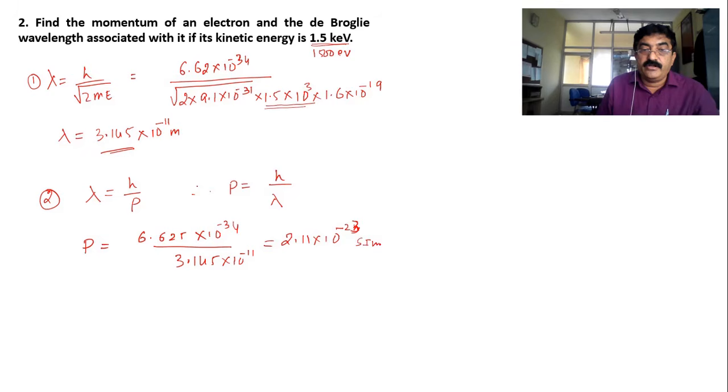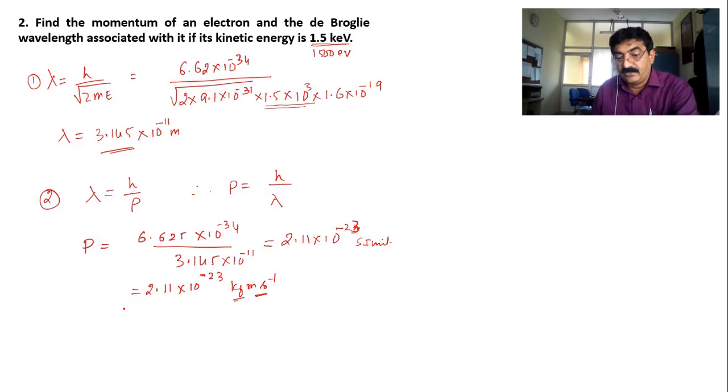If you don't know the unit, you can write SI unit, or if you know the unit, better you write the unit. And anyway, it is momentum. Momentum is nothing but mass into velocity, therefore it is kg meter per second. So mass and velocity combination. So this is the answer for the second question.